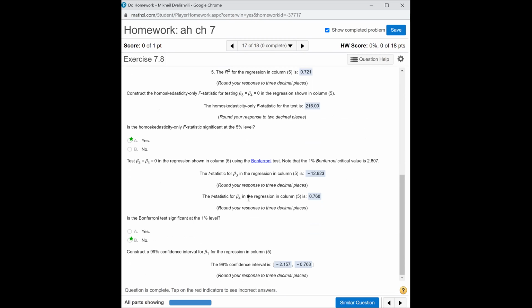And then the same thing for beta 4. They're not asking you to calculate the Bonferroni test statistic here. These are just t-stats for beta 3 and beta 4. So it's just finding the normal t statistic, basically. Exactly, that's it. Nothing else.